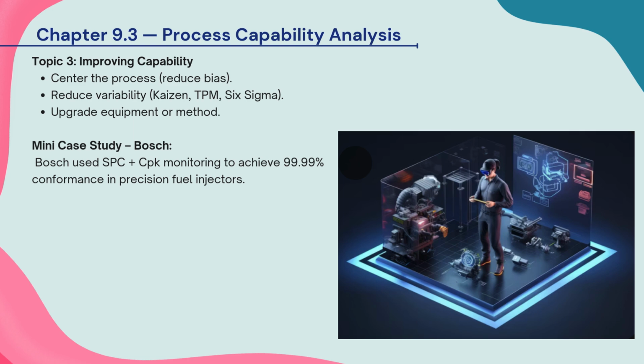We can center the process to remove bias, reduce variability using Kaizen, TPM, or Six Sigma, and upgrade equipment or methods when needed. The Bosch case shows how SPC combined with CPK monitoring helped them achieve extremely high precision, 99.99% conformance in fuel injectors.